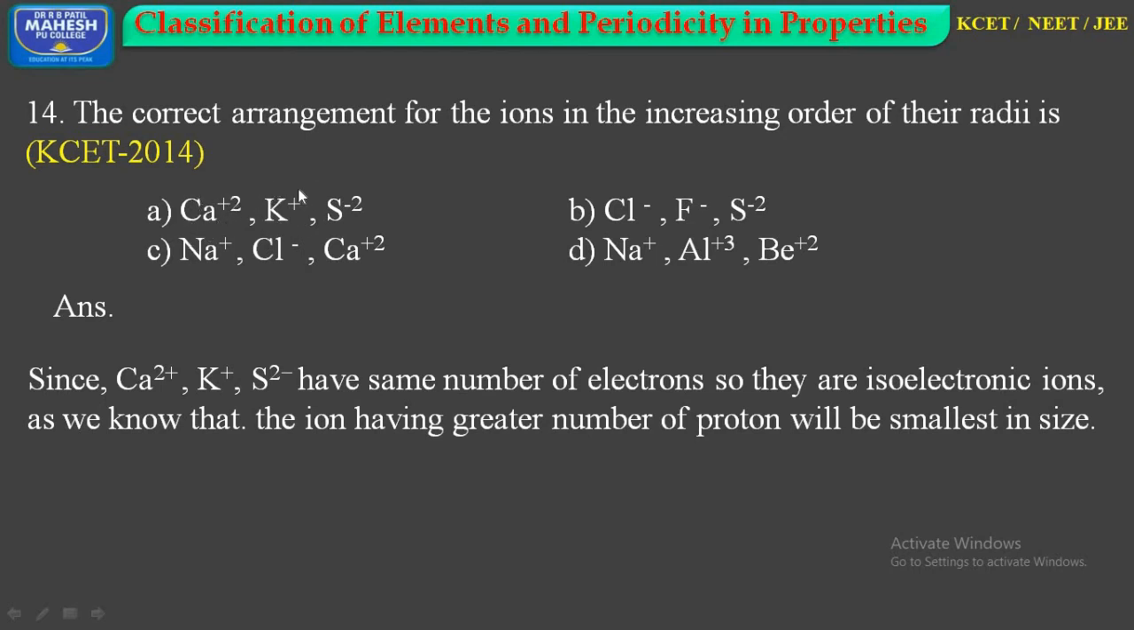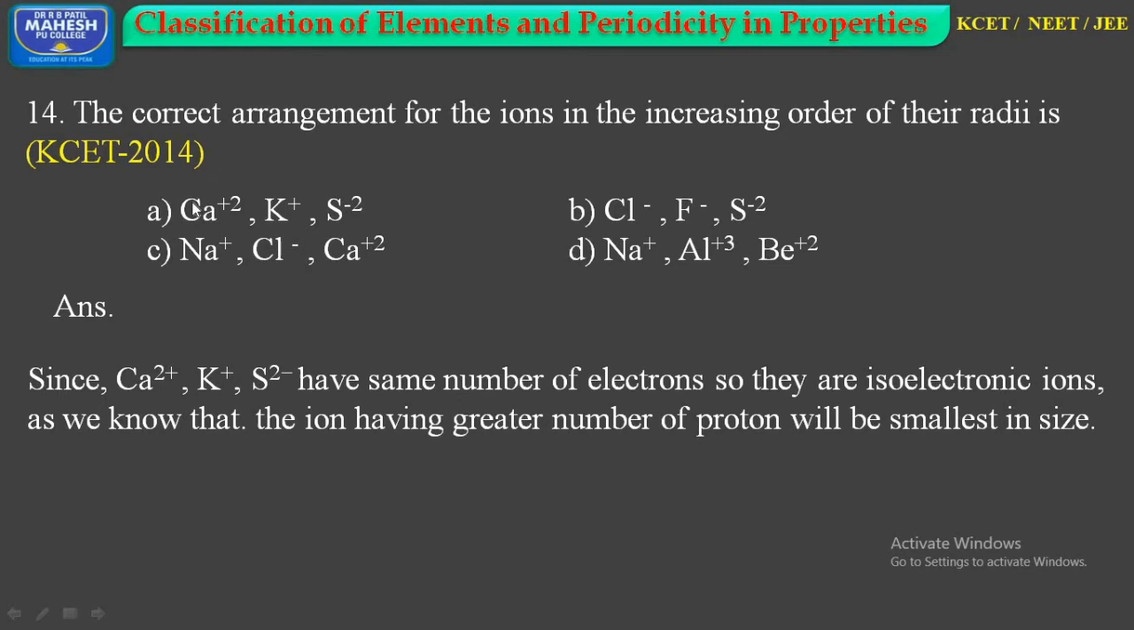In case of potassium, students, 19 is the atomic number. Removal of 1 electron gives 18 electrons in potassium cation. Sulfide anion, sulfur atomic number is 16, so gaining of 2 electrons means 16 plus 2 equals 18 electrons.